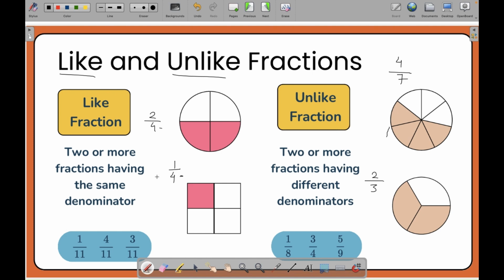What are more examples of like fractions? For example, 1 upon 11, 4 upon 11, 3 upon 11. All three of them are like fractions. However, if you look at this, 1 upon 8, 3 upon 4, 5 upon 9, these are unlike fractions because the denominators are different. This understanding of like and unlike will help us in comparing numbers and then doing computation operations.